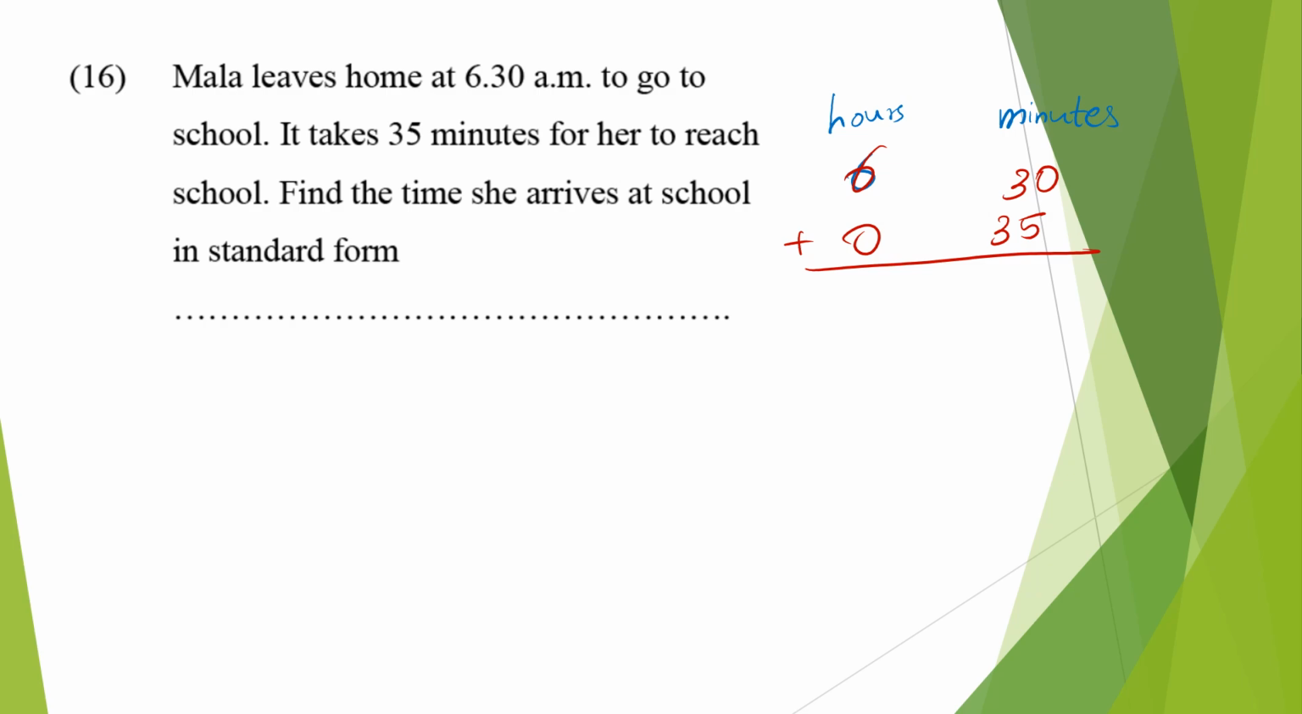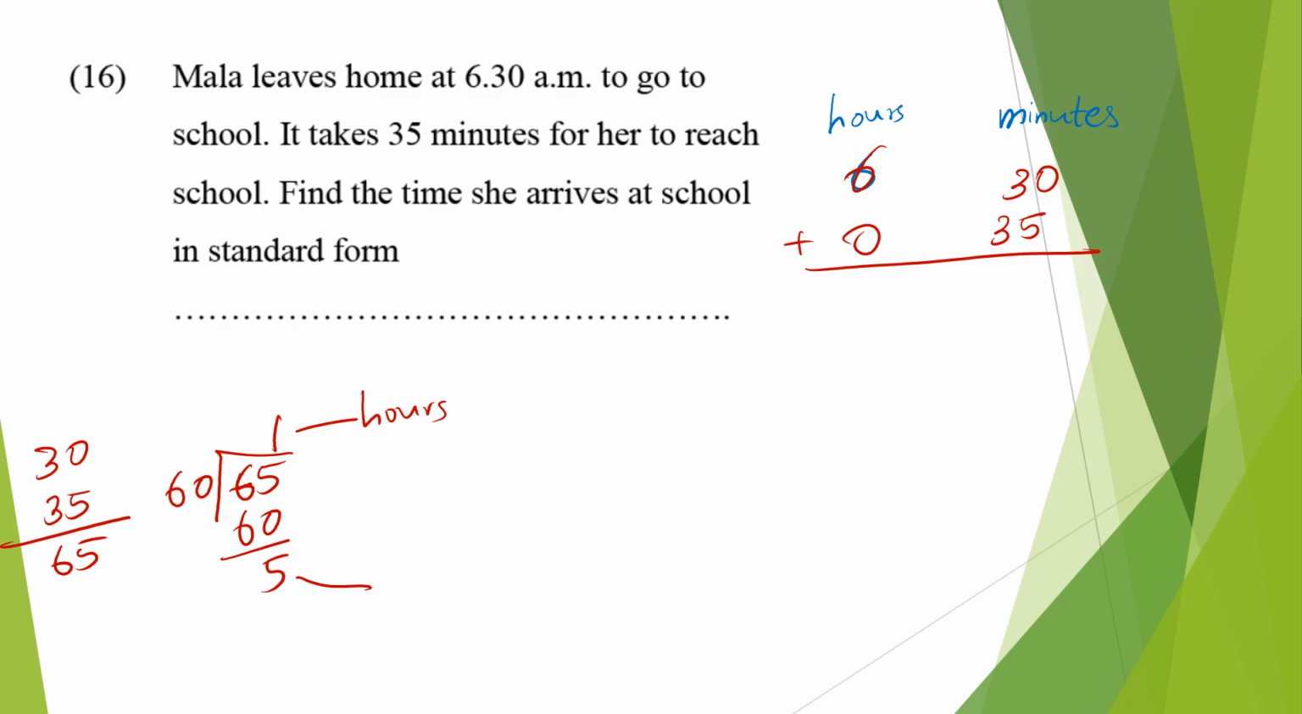For this one you have to do something like this. We will add 30 plus 35, then you get 65. You cannot write 65 on the minute side, because 65 means 1 hour and 5 minutes. So you can find it like 65 divided by 60. 60 into 1 is 60, and you get the remainder of 5. Then this means 1 hour, and this means 5 minutes. So this is how you find the number of hours and the number of minutes.